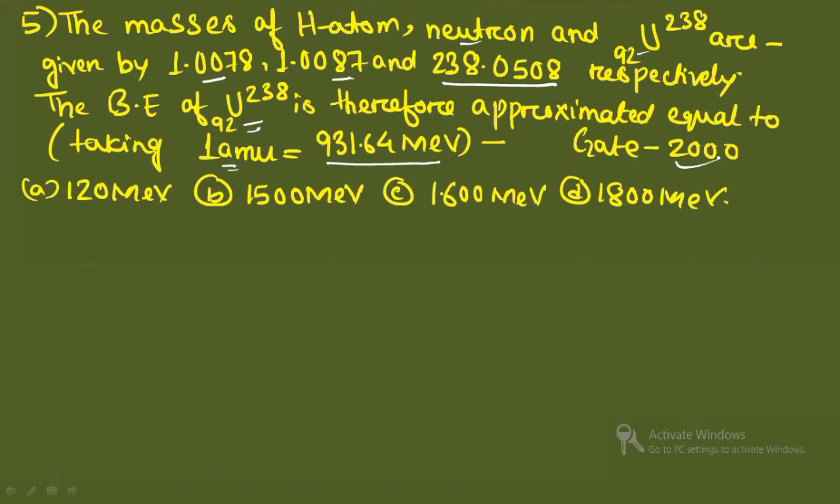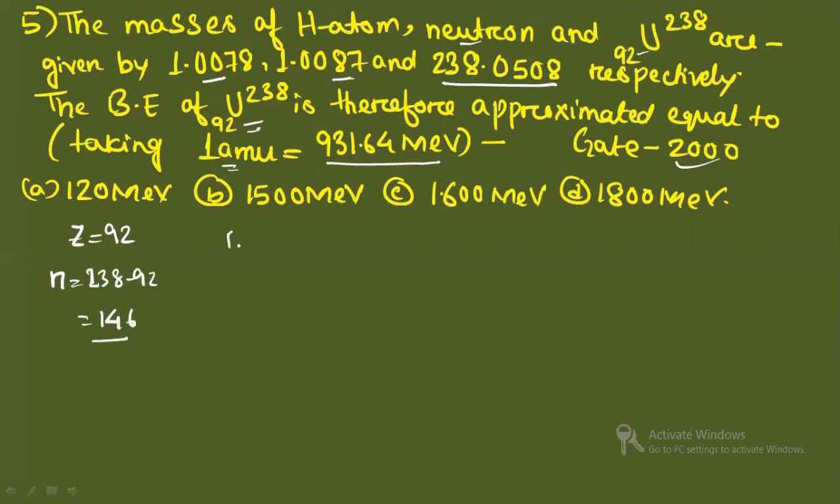And one thing I would like to say, this question was from GATE 2000. This question I have already solved, but once again we are solving. So you see here, you are asked to calculate for uranium 238, 92. So you can see the number of protons is 92. And the number of neutrons will be 238 minus 92, so that is 146.